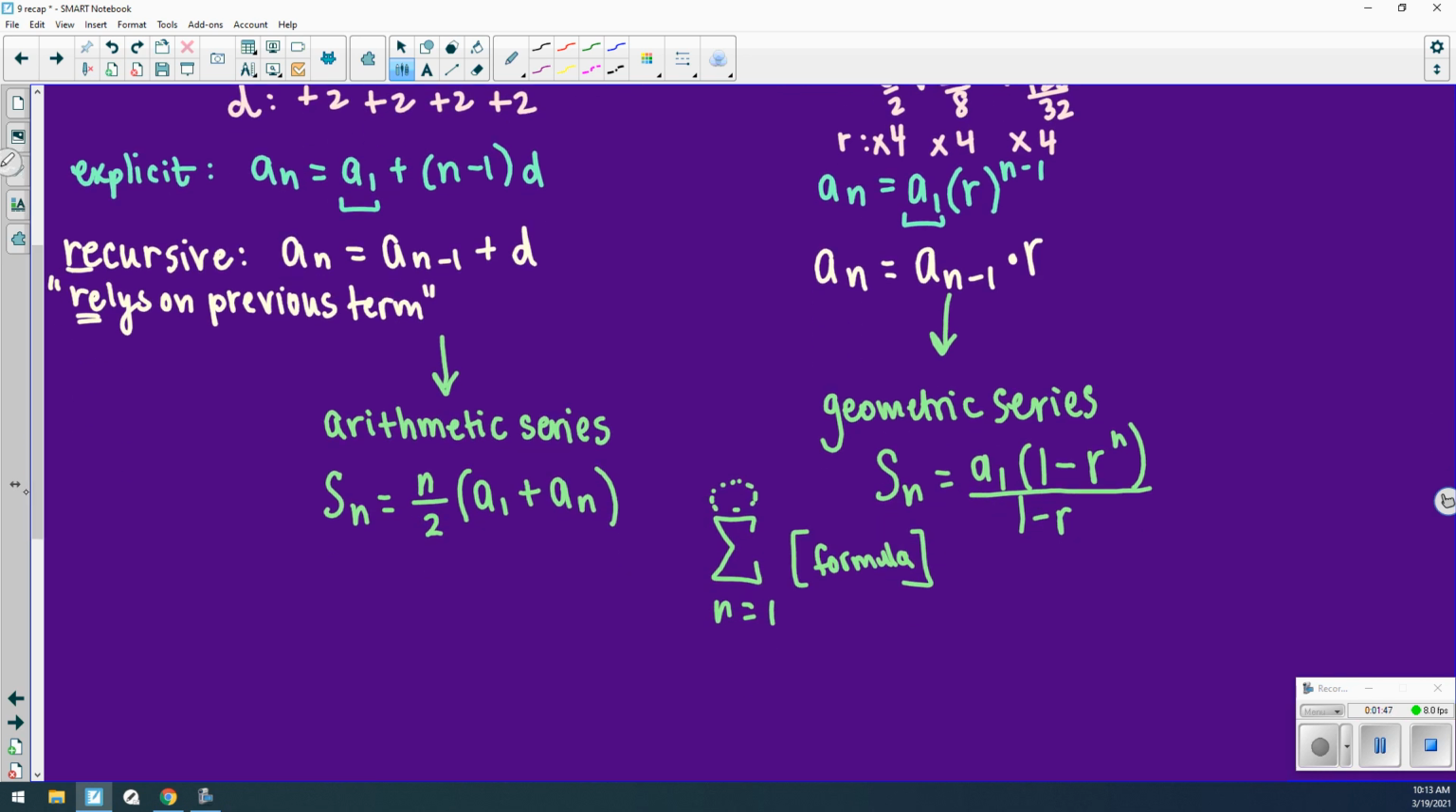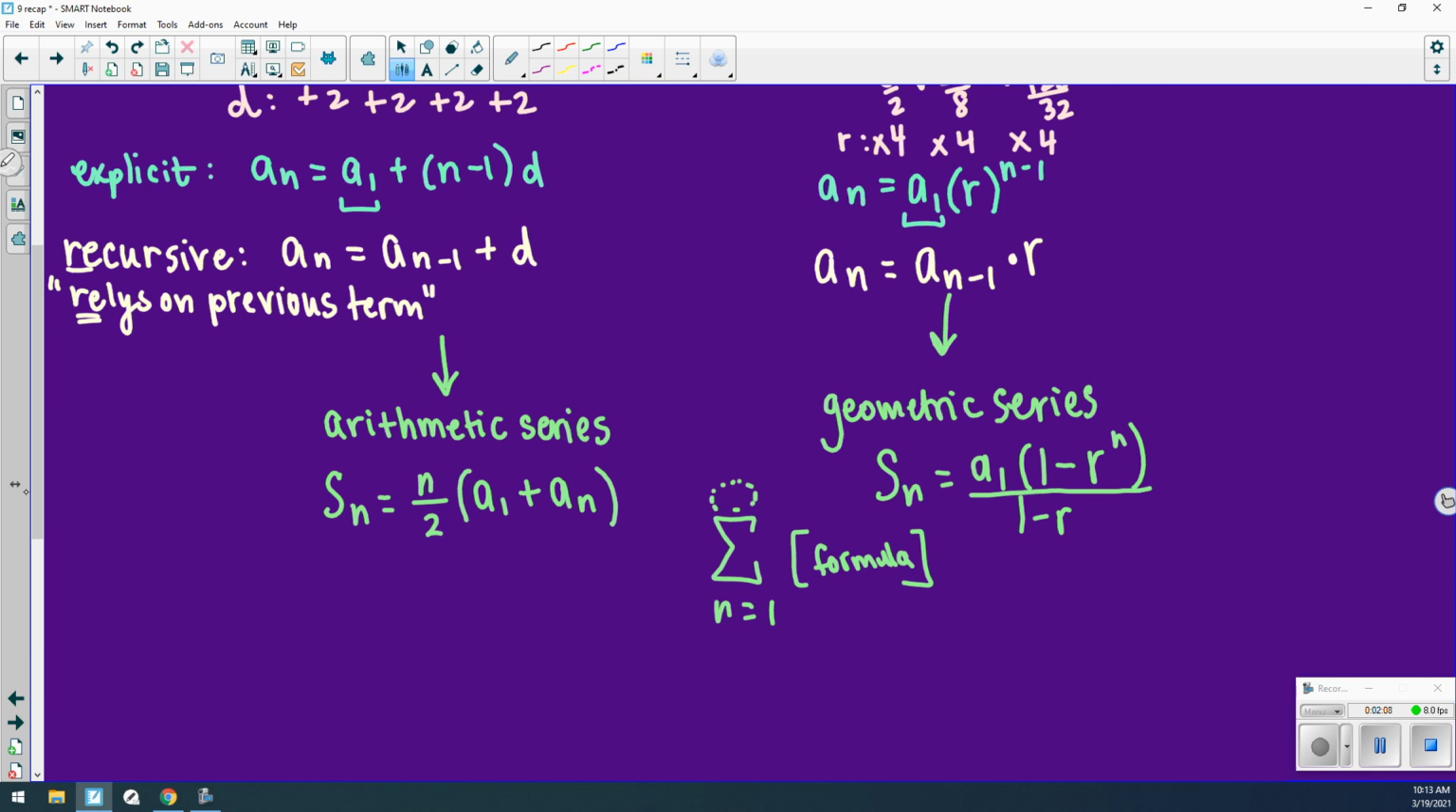We also talked about series. An arithmetic series is a sum of the terms in an arithmetic sequence, whereas a geometric series is the sum of the terms in a geometric sequence. So series means sum, and we use the Greek symbol sigma to write a series, which is a sum of numbers. Our sigma has two indexes, our lower index and our upper index.